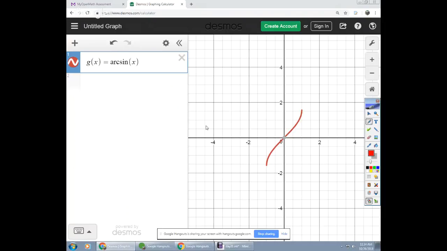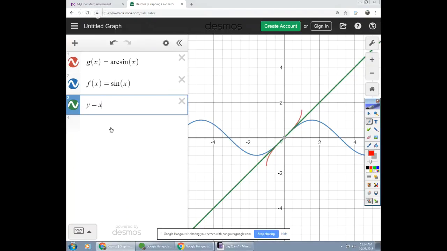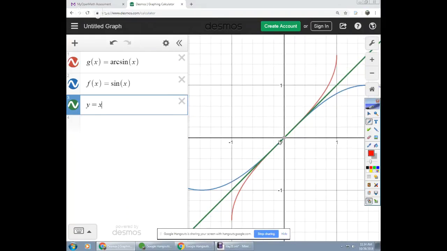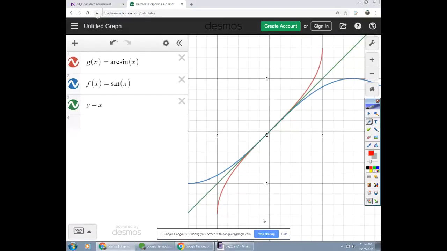How did they flip it? I'm glad you asked. Consider f of x equals the sine of x. The flip happens because we switch x and y. So if you look at the line y equals x and you zoom in there, you can see that these guys are mirror images about the line y equals x. Can you see that mirror image thing going on there? So that's that.